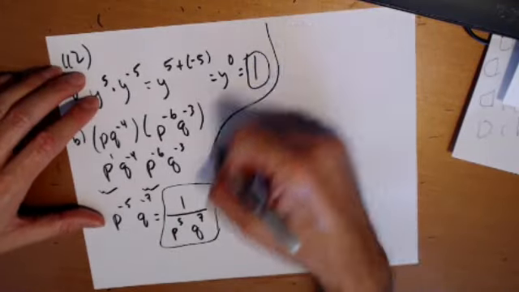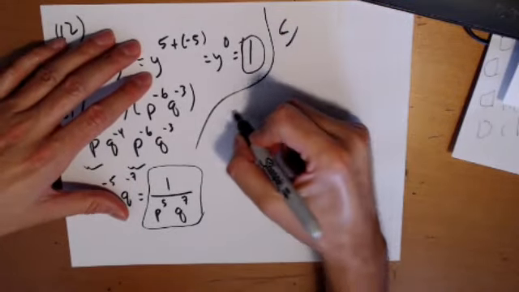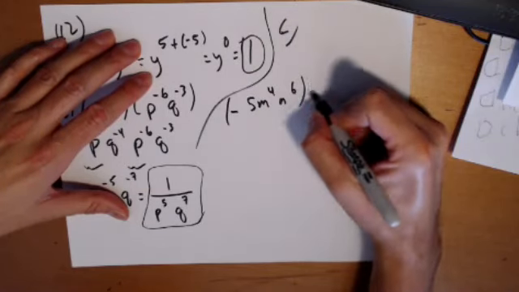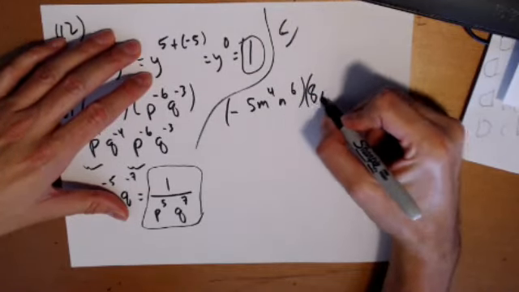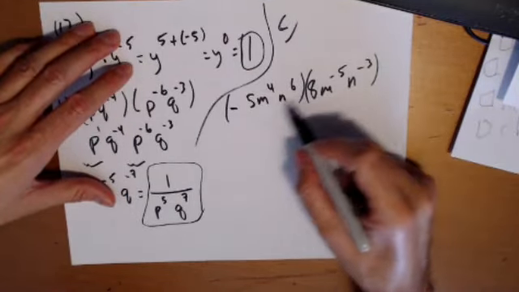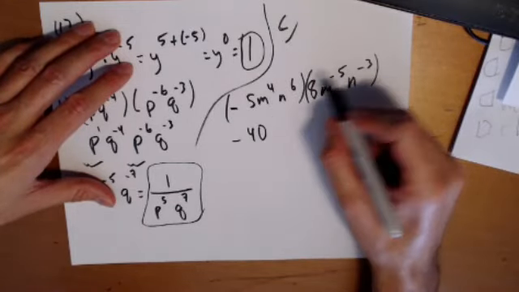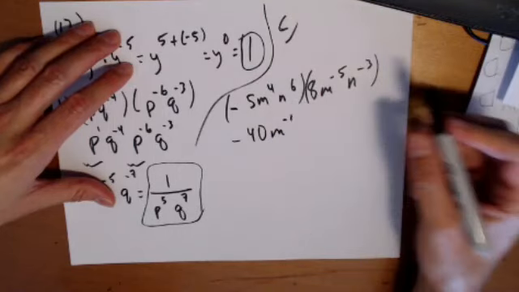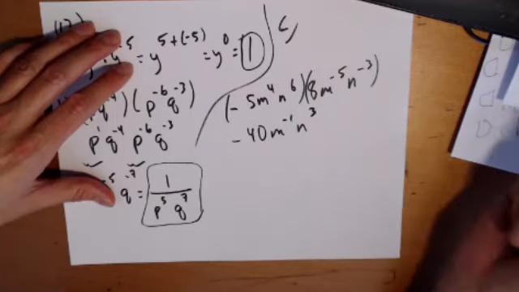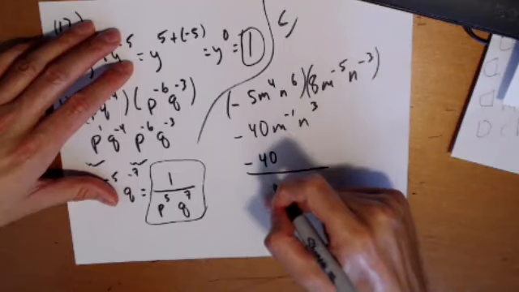And question C. What do we have for C? Negative 5 m to the 4, n to the 6, times 8 m to the negative 5, n to the negative 3. Negative 5 and 8, that's going to give me negative 40 when I multiply. m to the 4, m to the minus 5, add them together, that's m to the minus 1. n to the 6, n to the minus 3, 6 and minus 3 give me a 3. Okay, so negative 40 is just sitting there. There's a top and a bottom.